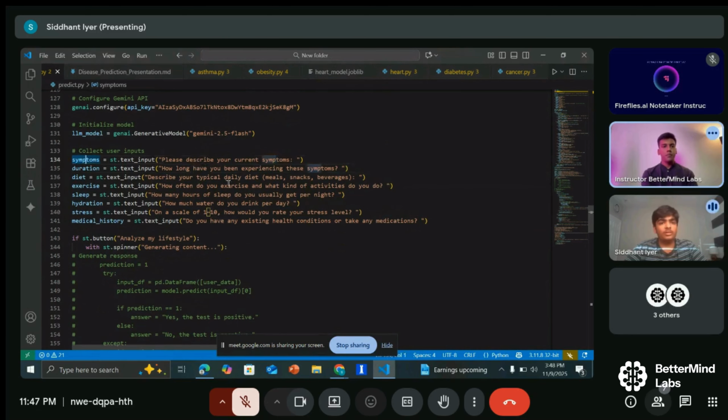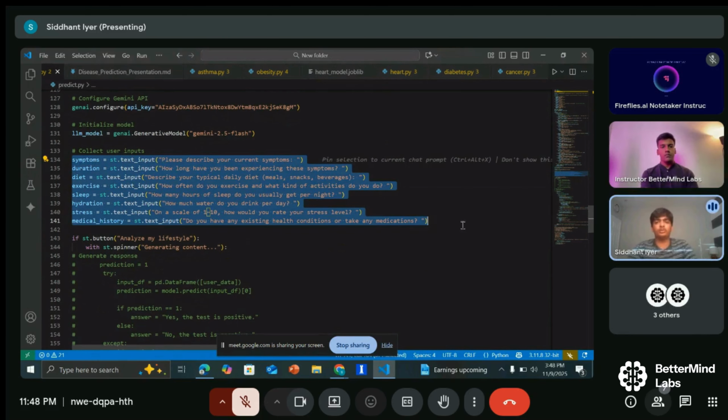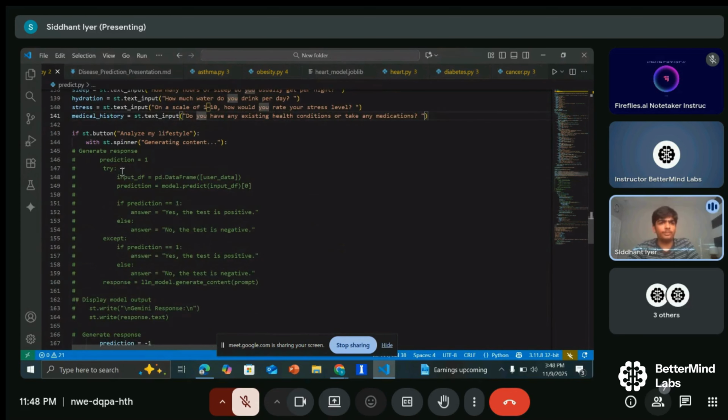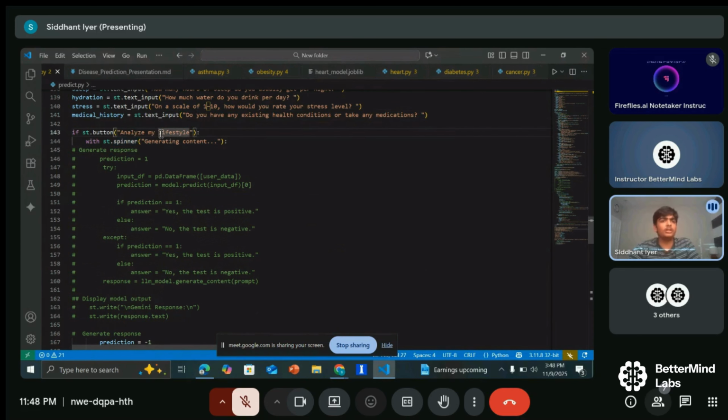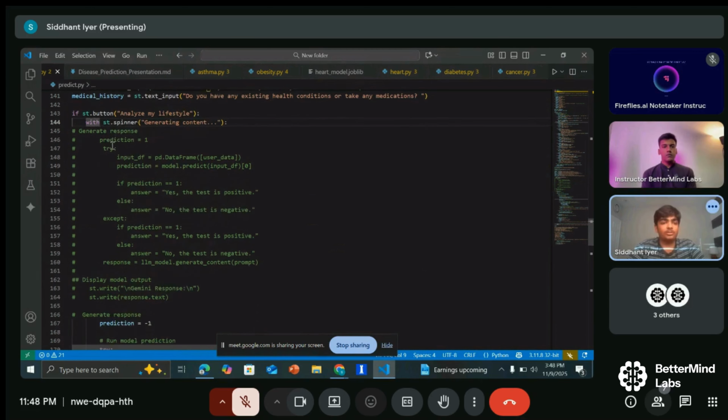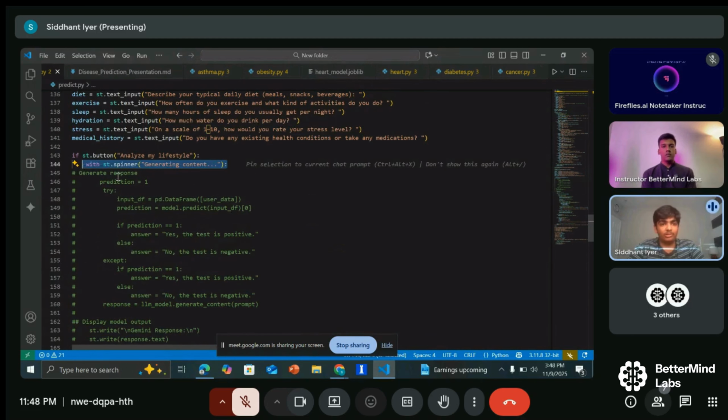So all of these are the prompts that we created for the dietary plan, like the suggestions. And we created a button for analyze my lifestyle, and a spinner for generating the content. It's just a placeholder really.